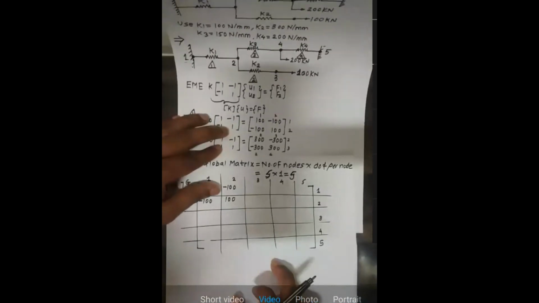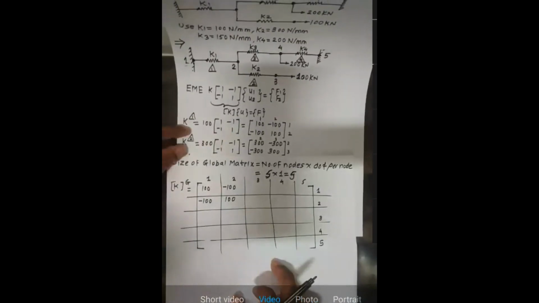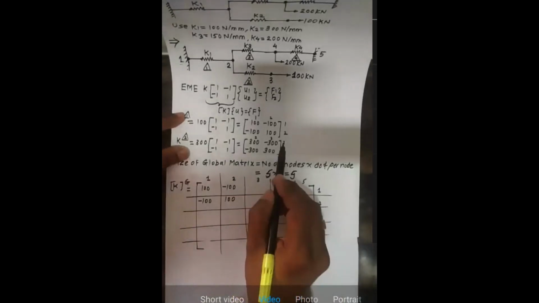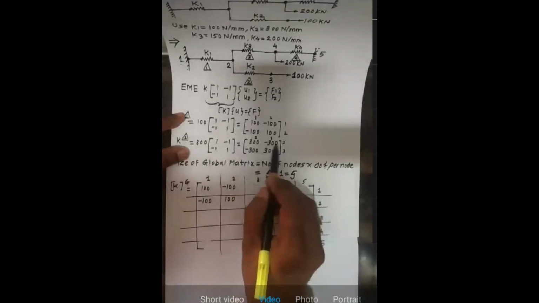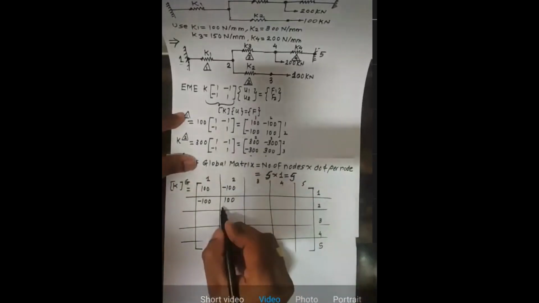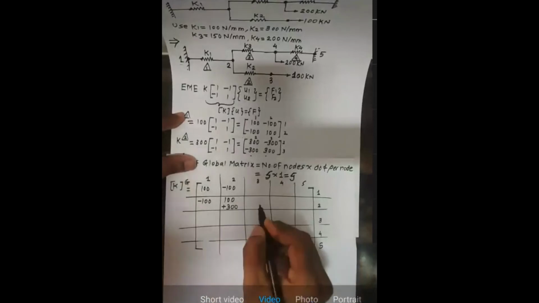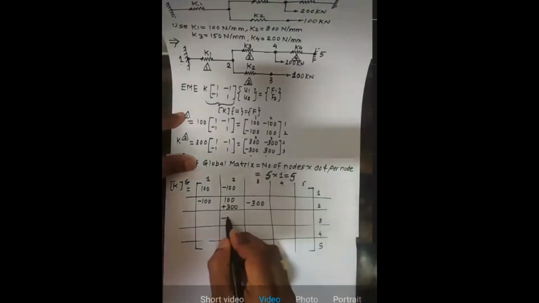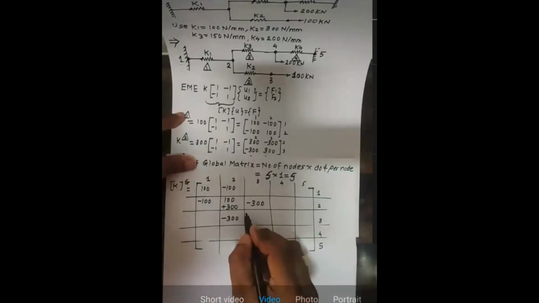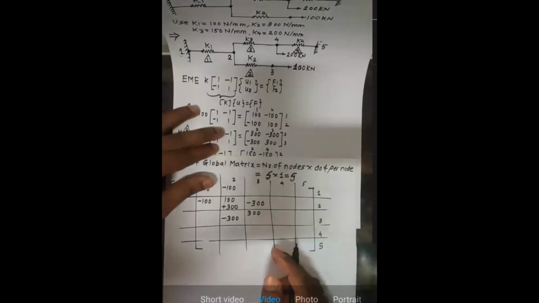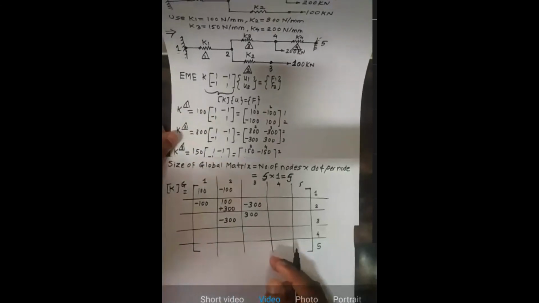Now go to the stiffness matrix of element number 2, that is K2. It will start from 2, 2. So at 2, 2, you need to write down 300. I've written 300. Just beside that, it is minus 300. Here I should write minus 300, and here I should write 300. Is it okay or not? Let me know, all of you.